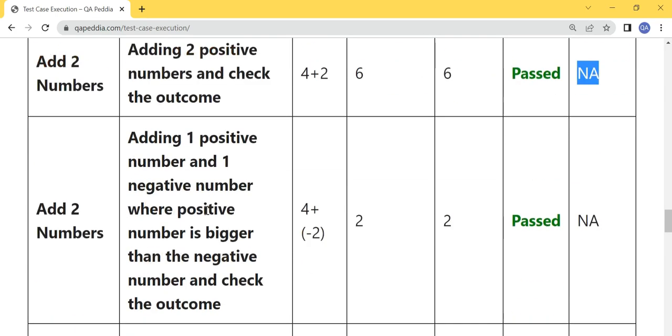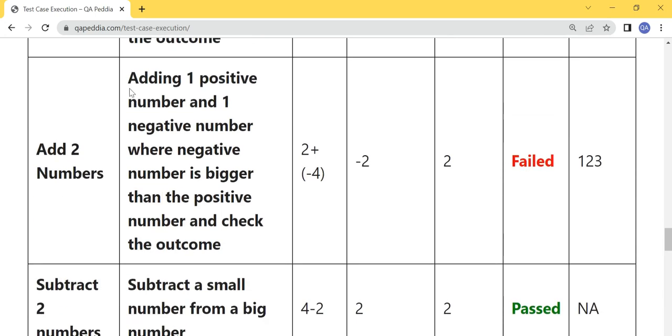Then adding a positive number and one negative number where positive number is bigger than the negative number. So this is the positive number, this is 4 and minus 2. So 4 is bigger than 2, 2 is negative and 4 is positive. When we will add these two numbers, expected result is 2, and if actual is also coming 2, then the test case will be considered as passed.